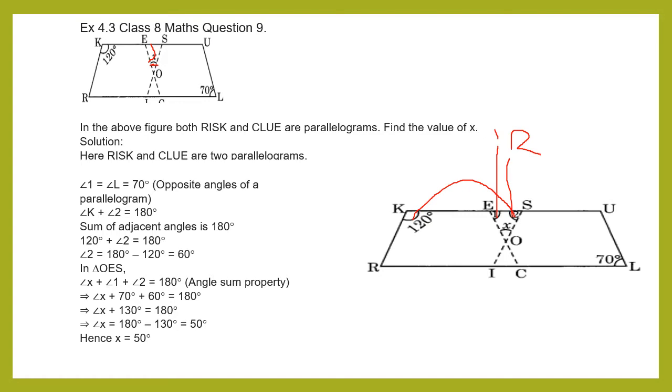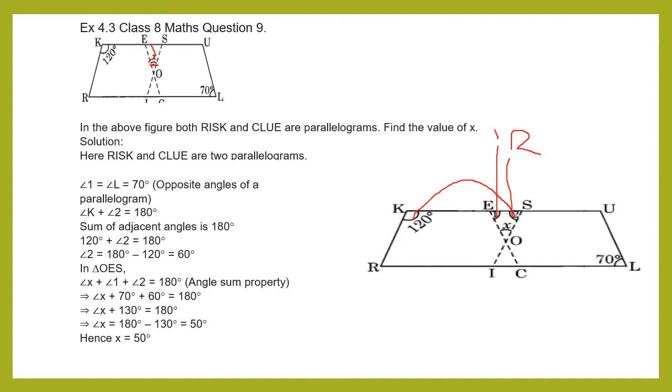Yes, that's right. You know one of the properties of the parallelogram: the sum of the adjacent angles of a parallelogram is 180 degrees. Therefore, angle K plus angle 2 is equal to 180 degrees. So, the value of angle K is 120 degrees, so 120 degrees plus angle 2 is equal to 180 degrees. If we transfer this 120 degrees to this side, it becomes minus 120 degrees. 180 minus 120 gives 60 degrees. So angle 2 is equal to 60 degrees.